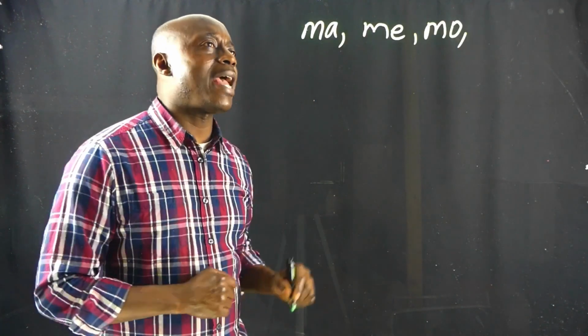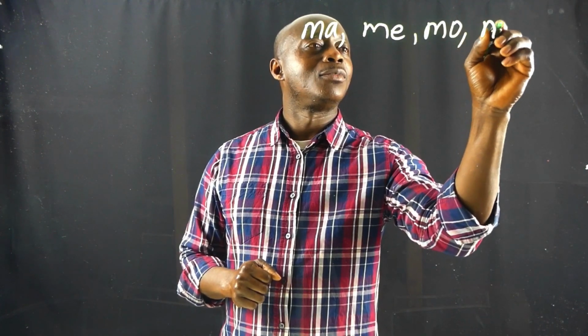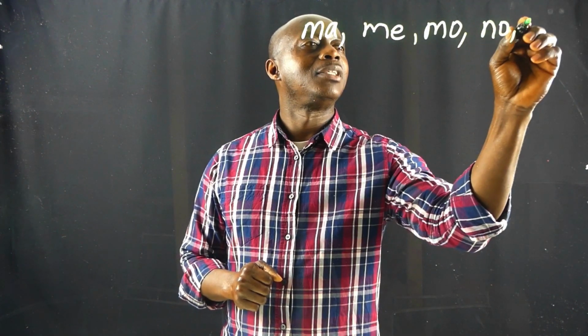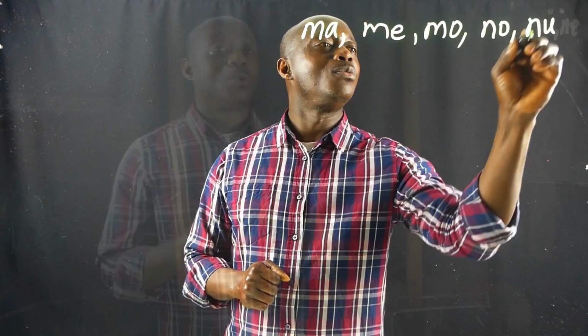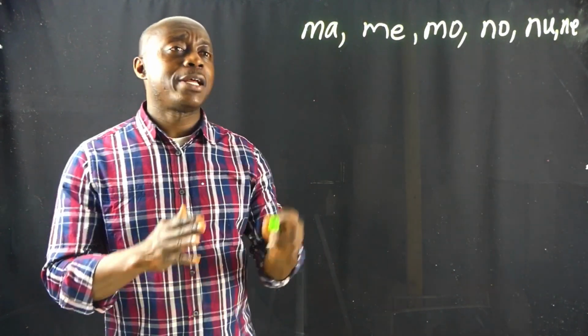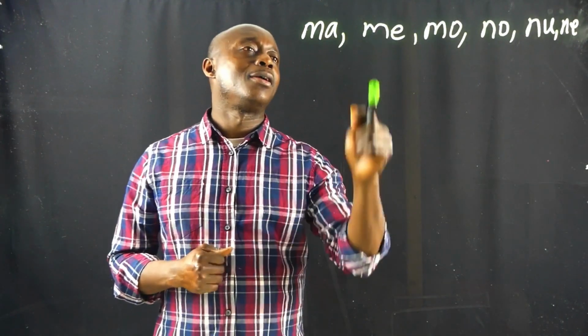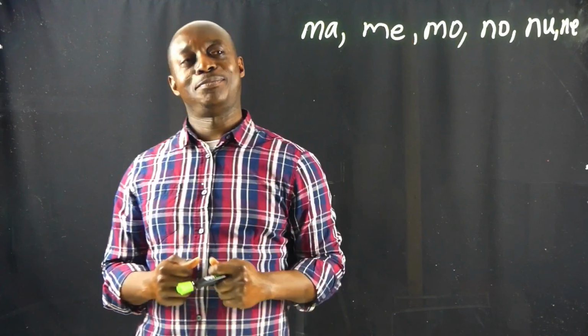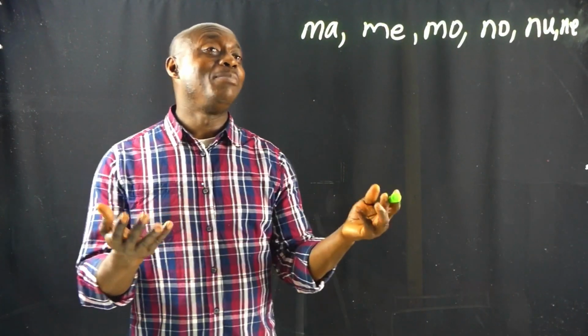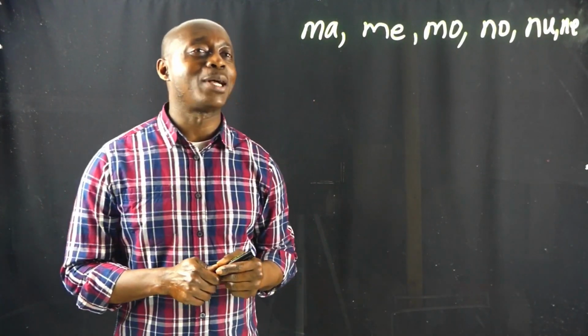We'll jump to take N, and we will get no, and then nu. So these are the words that we will get: ma, me, mo, no, nu, and ne. Someone may ask, what are the meanings of these 2-letter vocabularies?